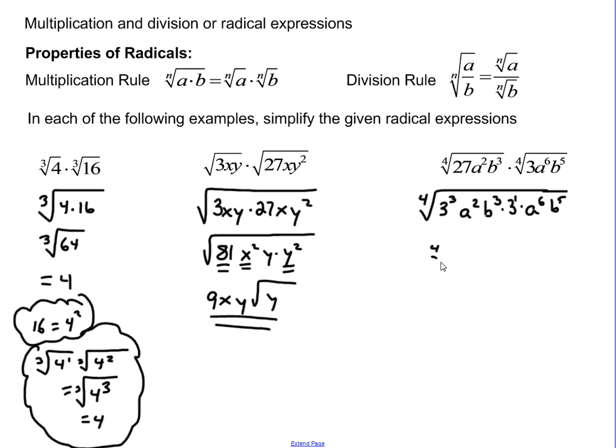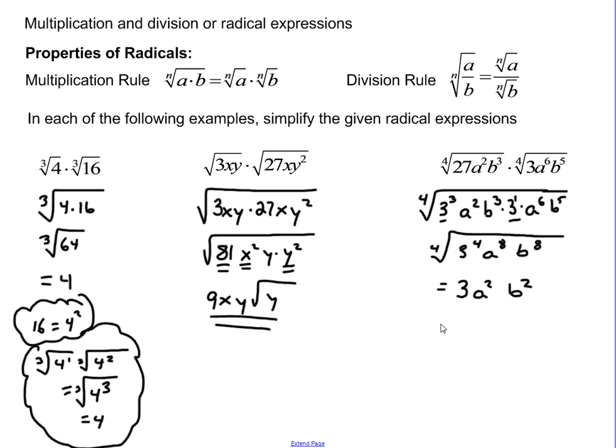So it's like saying we've got the fourth root of 3 to the fourth power when we combine these two guys together. A squared times a to the sixth gives us a to the eighth, and 8 is divisible by 4. And b to the third times b to the fifth is b to the eighth as well, and that's also divisible by 4. So you might recognize that all of these are perfect fourth power factors. And so we've got 3 to the fourth, which factors as 3 after that comes out of the fourth root. The fourth root of a to the eighth, which is a squared. And the fourth root of b to the eighth, which is b squared as well.